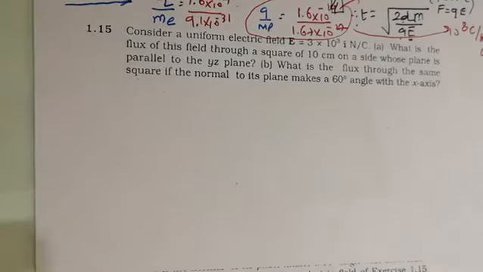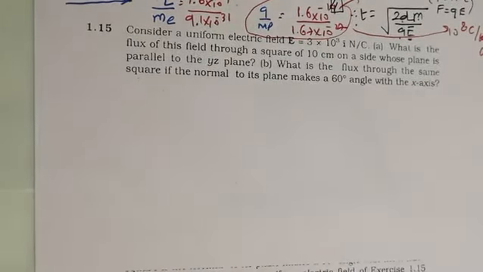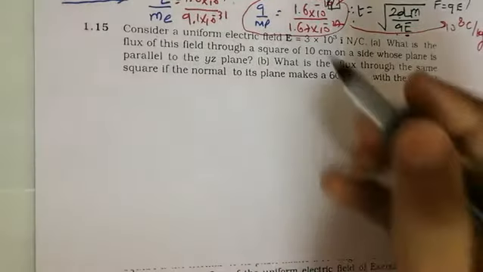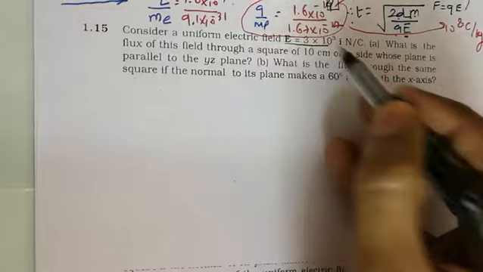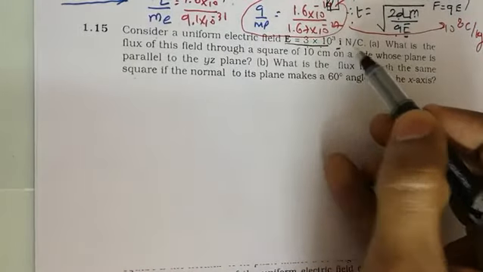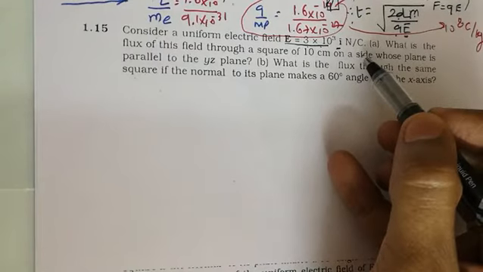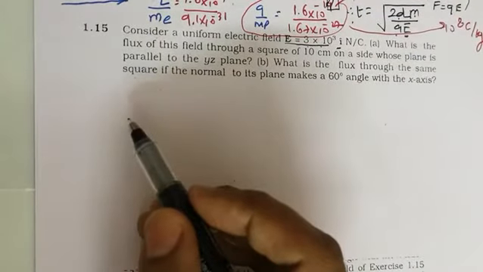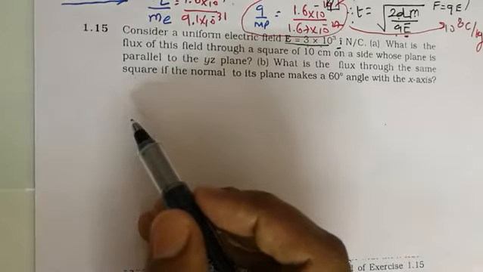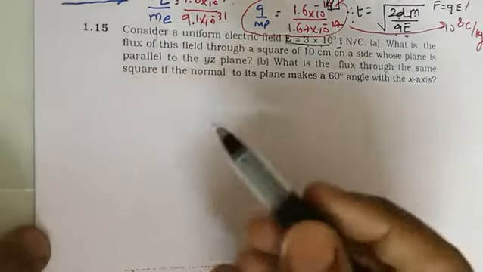Okay, moving to another part, that is example number 1.15 of chapter number 1. Our consideration over here is the electric field, which is given as 3 cross 10 to the power 3 i cap Newton per Coulomb. What is the flux of this field through the square of 10 centimeter on the side whose plane is parallel to the y and z plane?